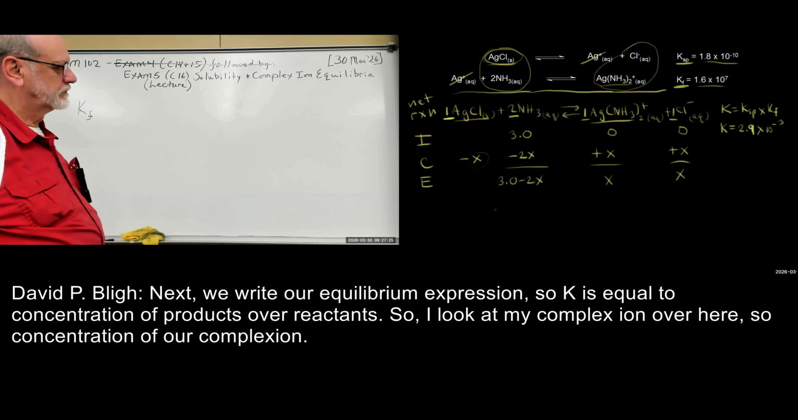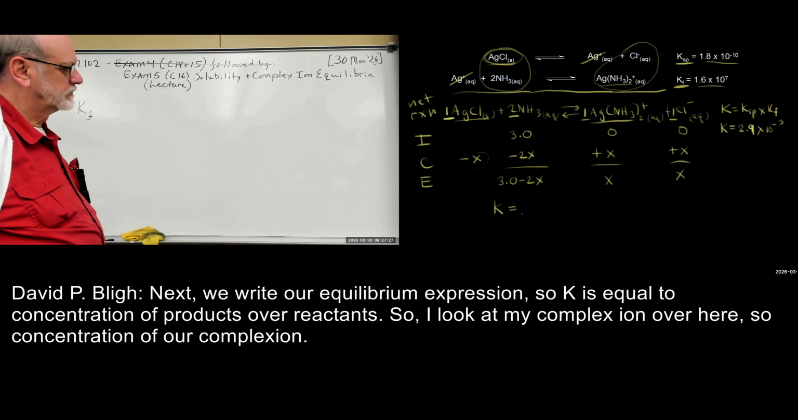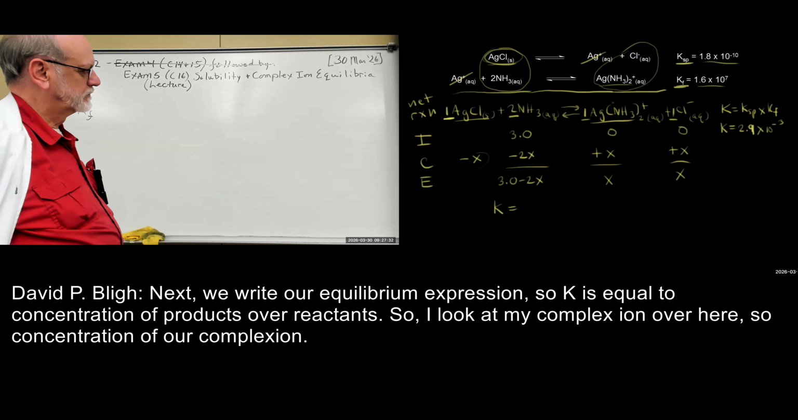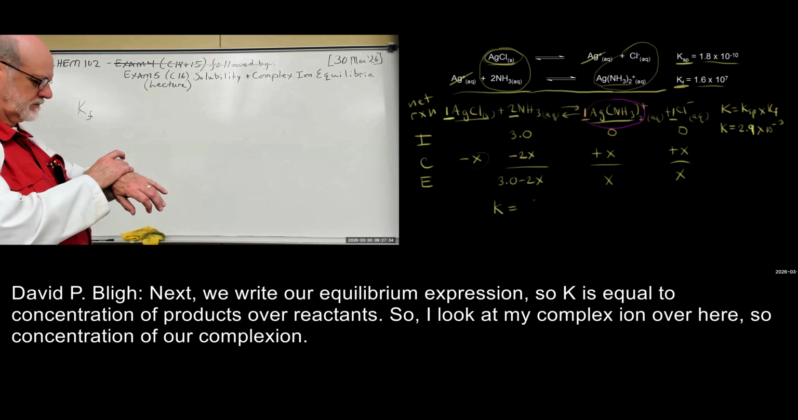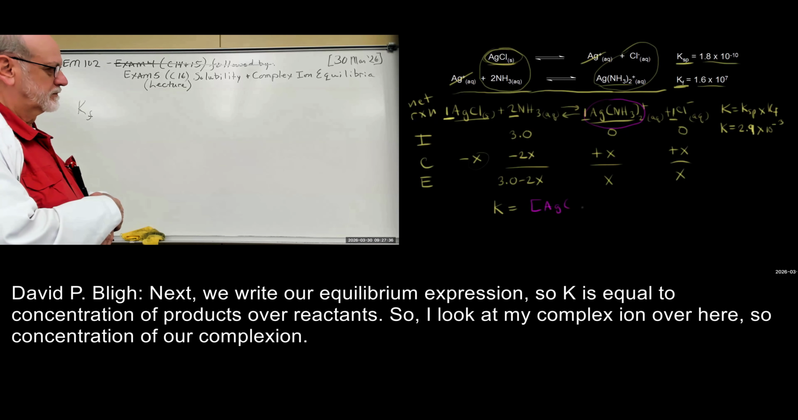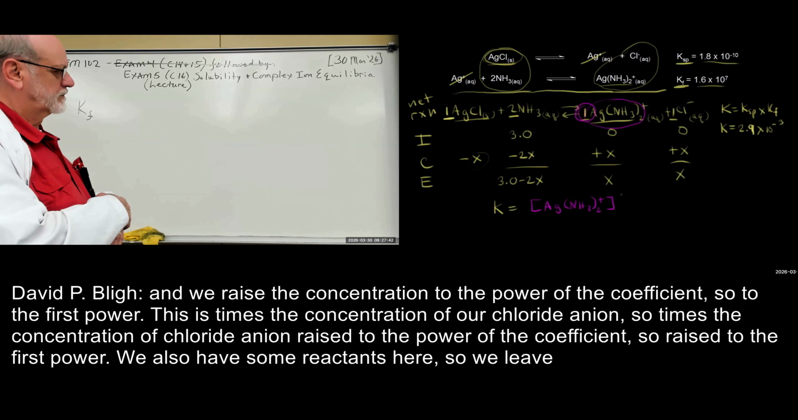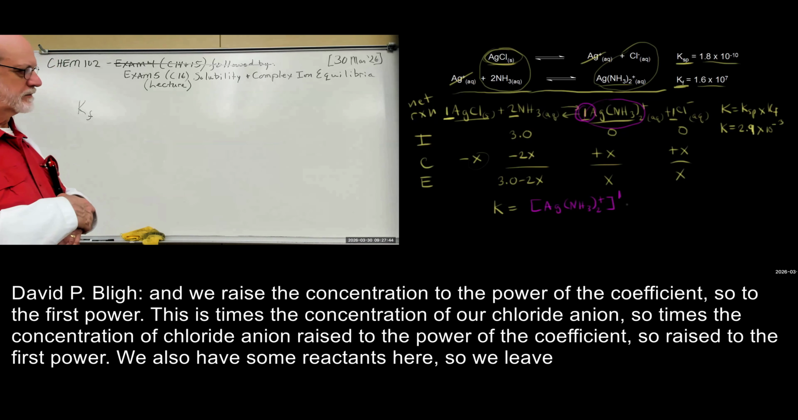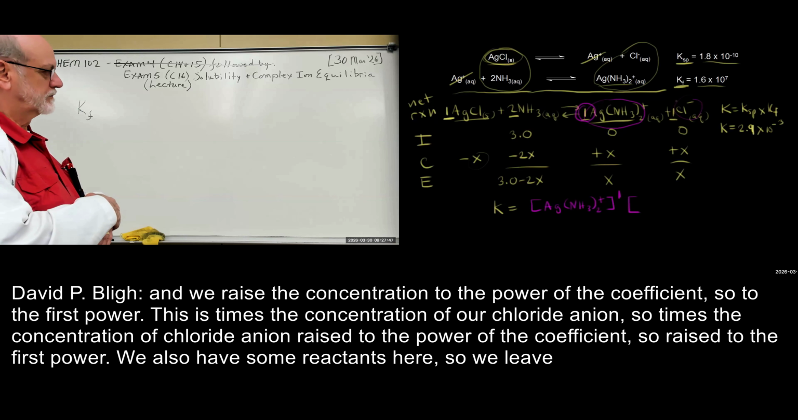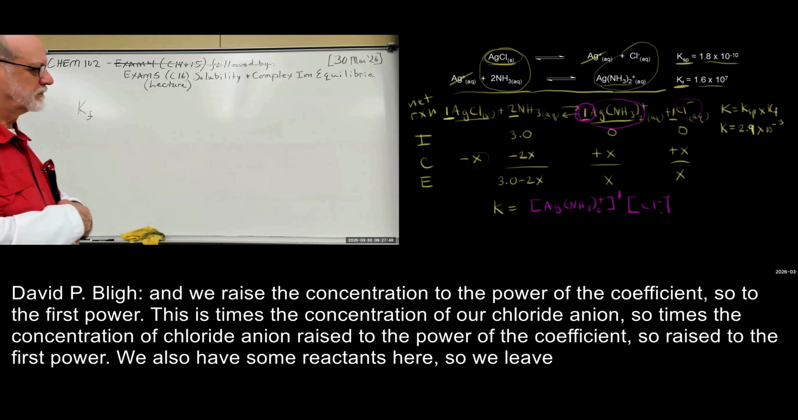Next, we write our equilibrium expression. So K is equal to concentration of products over reactants. So I look at my complex ion over here. So concentration of our complex ion. And we raise the concentration to the power of the coefficient, so to the first power. This is times the concentration of our chloride anion, raised to the power of the coefficient, so raised to the first power.